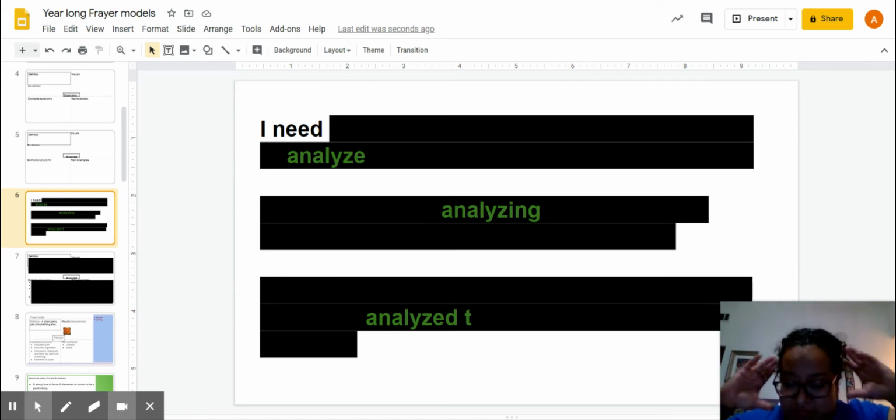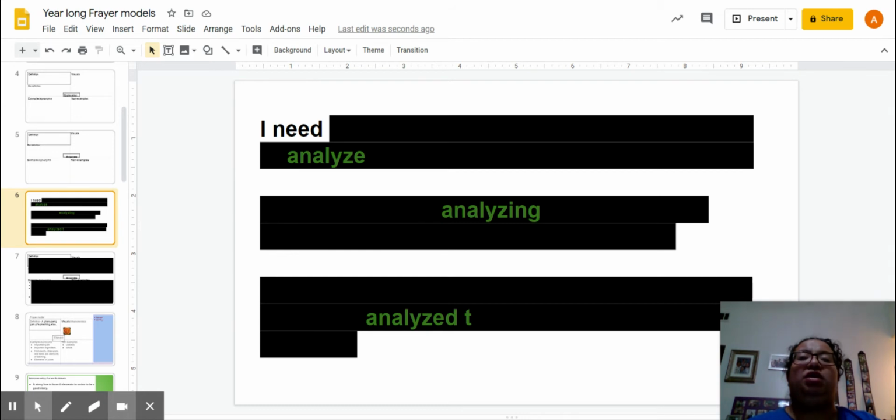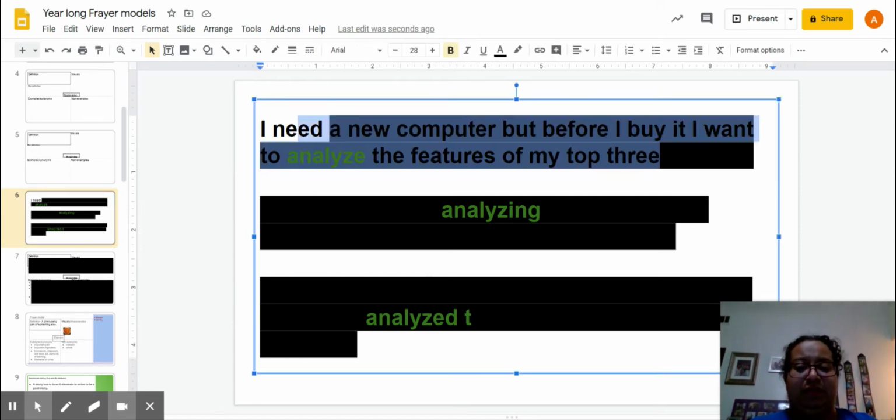Your brain is this magical machine. It's going to try to connect or say a similar word for you, even if you think you don't know it, and especially if you don't know how to say it. So when I read it, I'm going to say blank instead of analyze. Okay, first sentence.